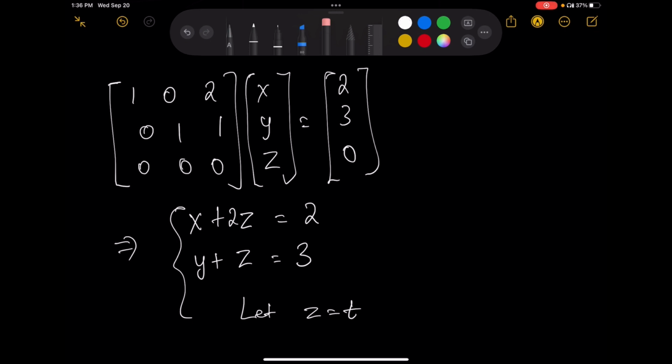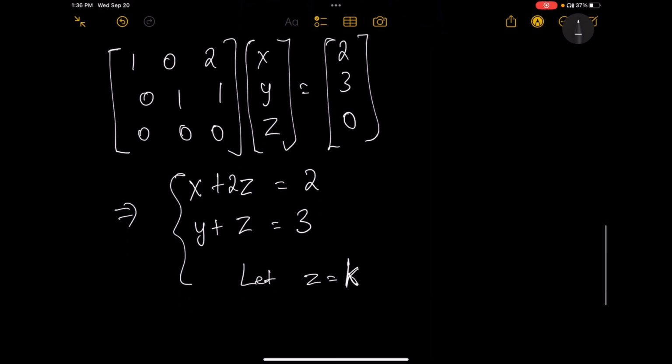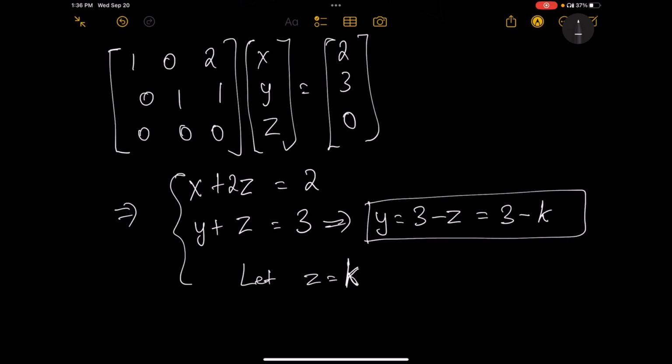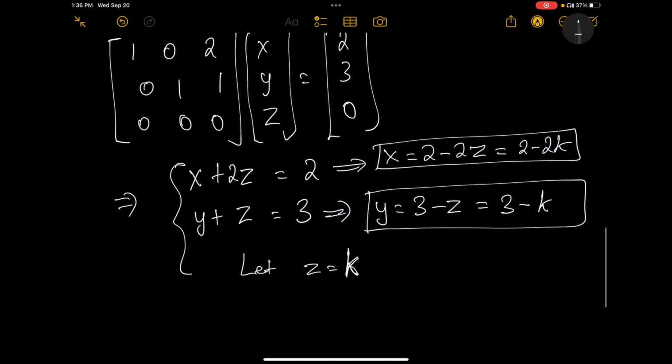z any real number k ብወስድ ማለት ነው free variable ነው ማለት ነው። z k ከሆነ y ማን ነው የሚሆነው? y would be equals to 3 minus z, which would be 3 minus what is it? z is k. Therefore y is 3 minus k ማለት ነው። Alright, x ደግሞ ማን ነው የሚሆነው? x ደግሞ to be 2 minus 2z, but what is z? z is k. Therefore x is 2 minus 2k.